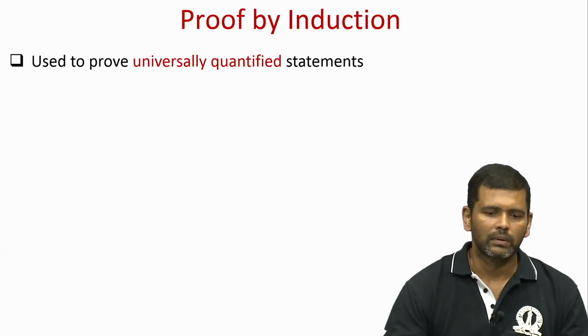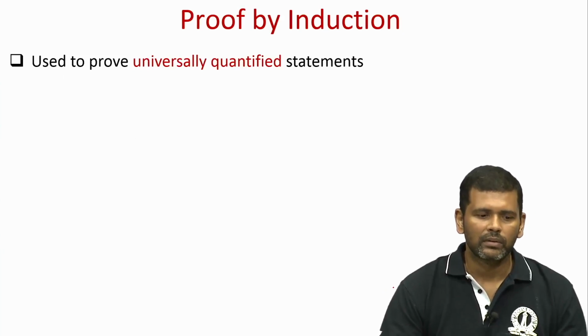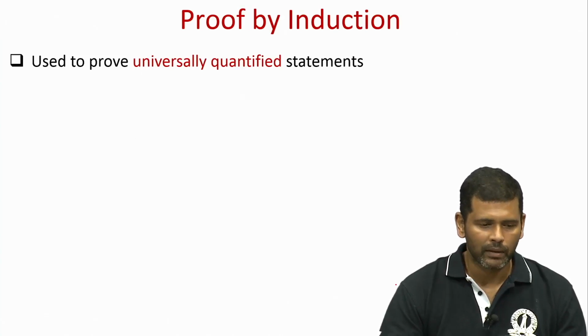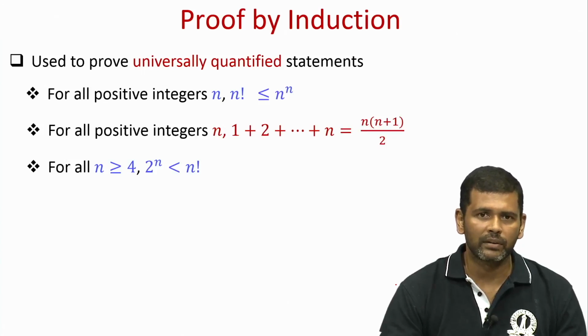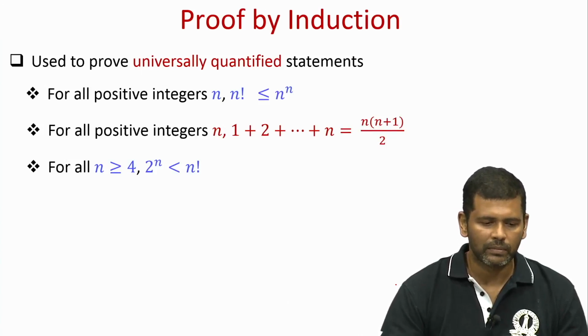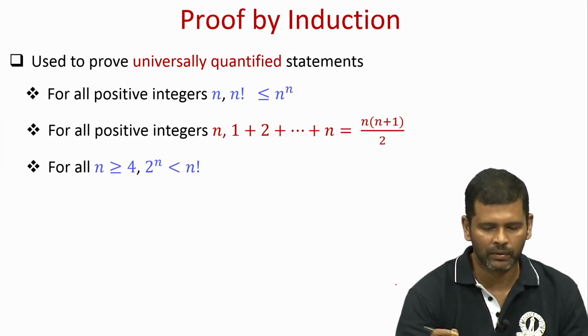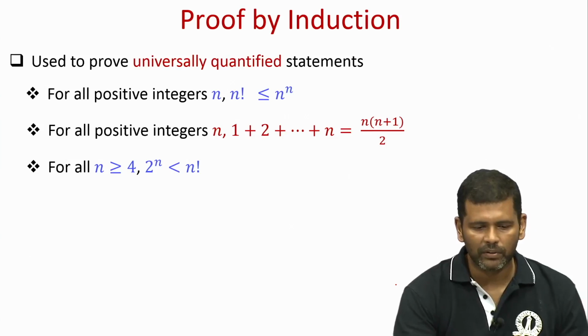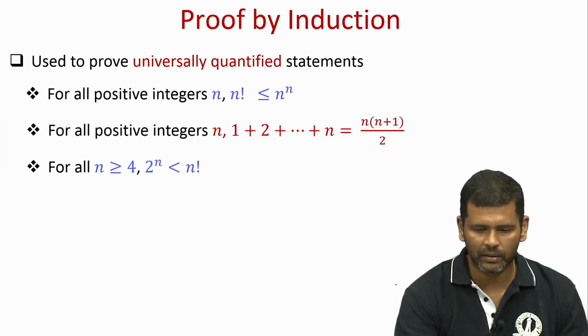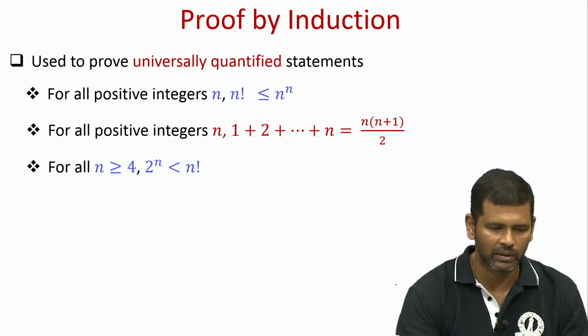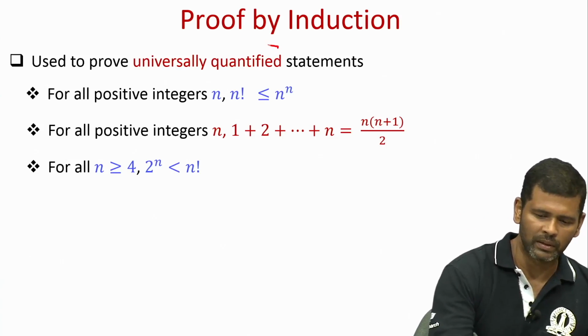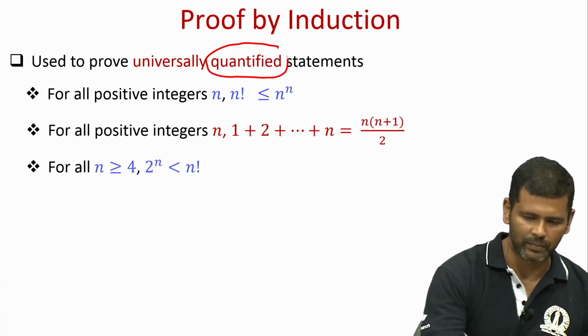So, what is proof by induction? You must have encountered proof by induction several times. It is generally used to prove universally quantified statements, namely statements such as: for all positive integers n, n factorial is less than or equal to n power n; for all positive integers n, the summation of the first n numbers is n times n plus 1 over 2, and so on. So, it is used to prove all these universally quantified statements.